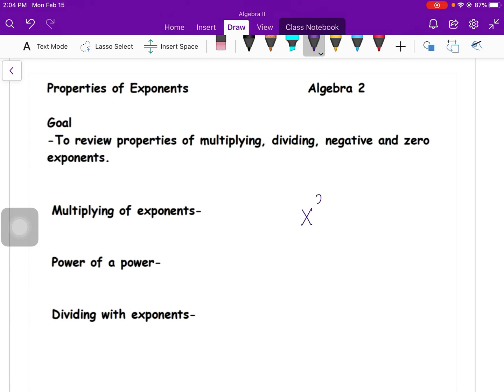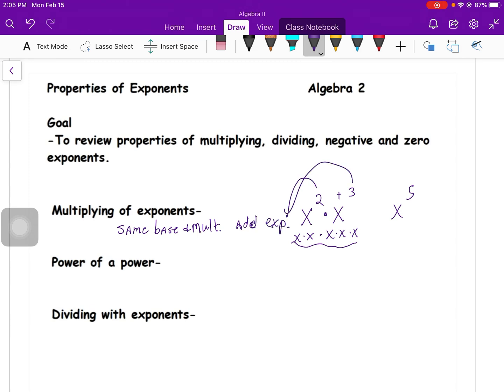But let's say I've got x to the second power times x to the third power. Okay, x squared means I've got x multiplied by itself 2 times. X to the third is 3 of them. So if I multiply them together, I notice that I've got x to the fifth power. Now the shortcut to that would be that I can add the exponents up, take the 2 plus 3 to get 5. Okay, now this works if I have the same base and that I'm multiplying. I can add those exponents.